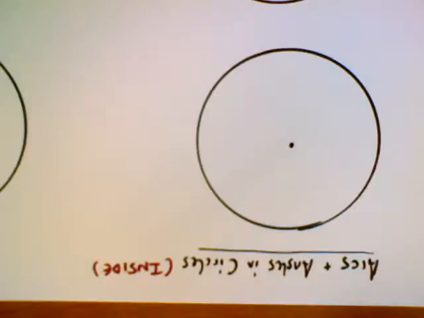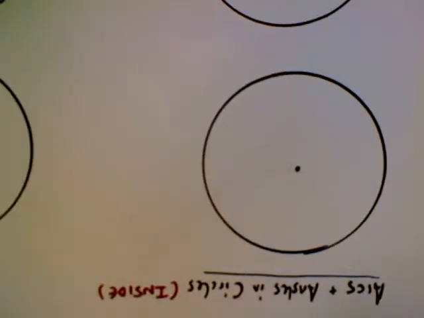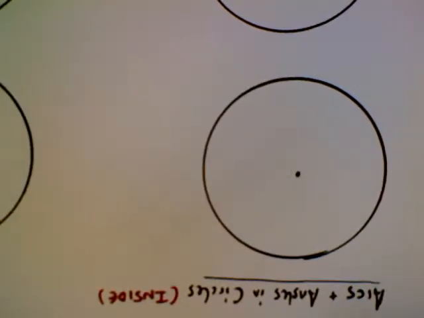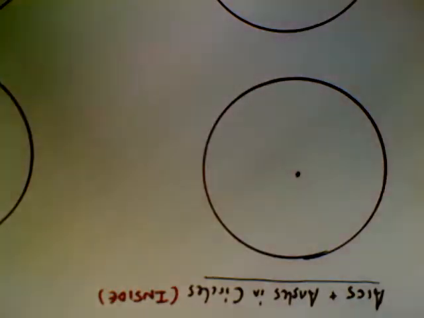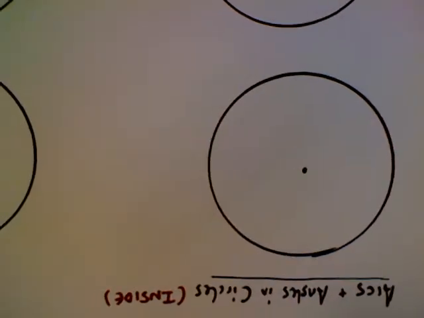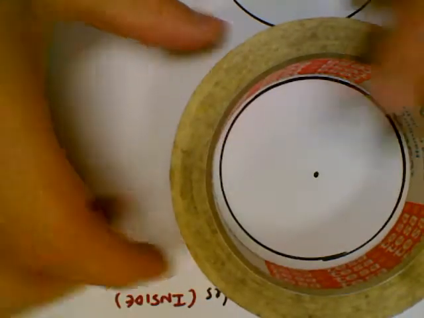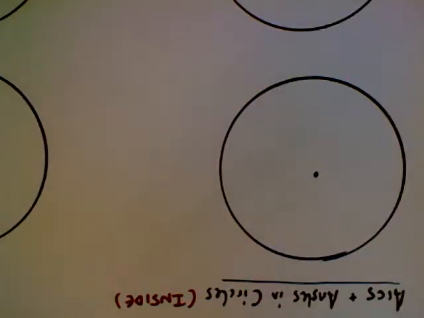We are going to talk about different types of angles and angle properties that happen inside of circles. This is opposed to the properties that happen outside of circles, which we'll do in a second video. But for now, you're going to need four circles. And if you need help drawing a circle, just do what I did and use a nice piece of tape or something so that you can draw it.